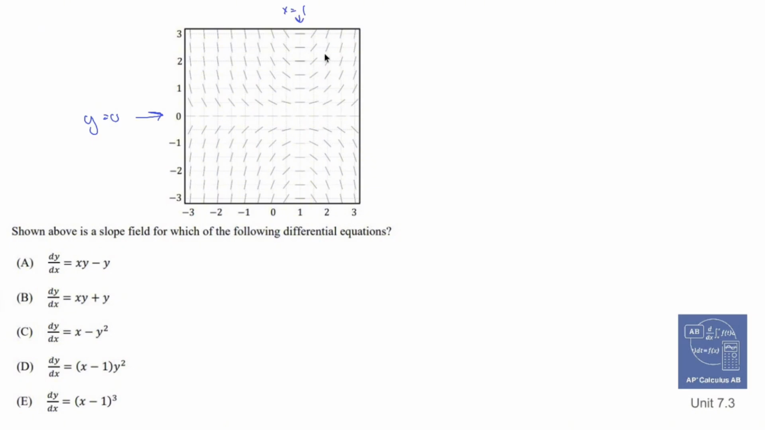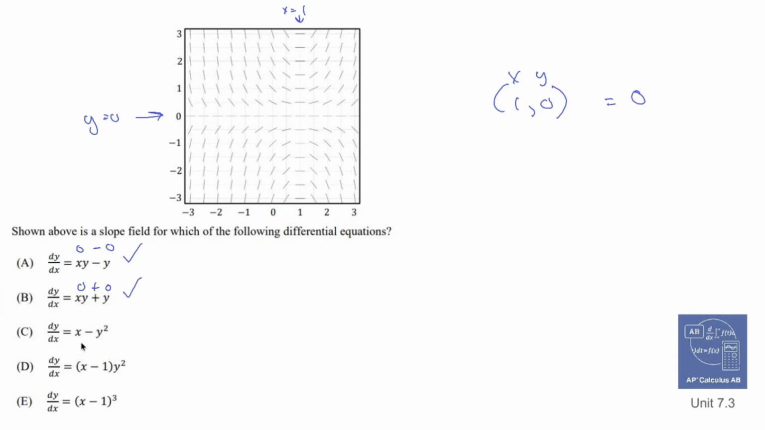Okay, so let's do a little bit of mental math and see if we can eliminate anything. At the point (1, 0), we should get 0. So you're an x, you're a y. Let's eliminate some stuff right there. 1 times 0 is 0. 0 minus 0 is 0, so A seems to check out so far. Again, 1 times 0 is 0, plus 0, so B seems to check out so far.